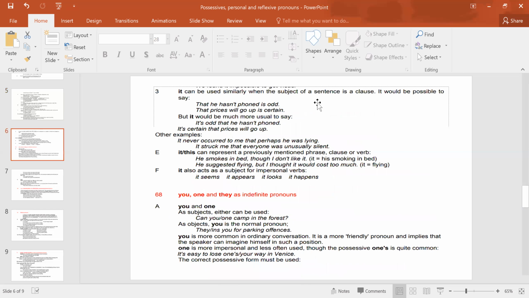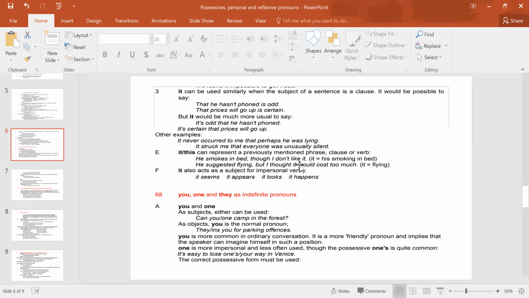It can be used similarly when the subject of a sentence is a clause. It was possible to say that he hasn't found is odd, that prices will go up is certain. So instead of writing this way, you should write this way: It is odd that he hasn't found. It is certain that the prices will go up, etc. Other examples: it never occurred to me that perhaps he was lying. It struck me that everyone was unusually silent.